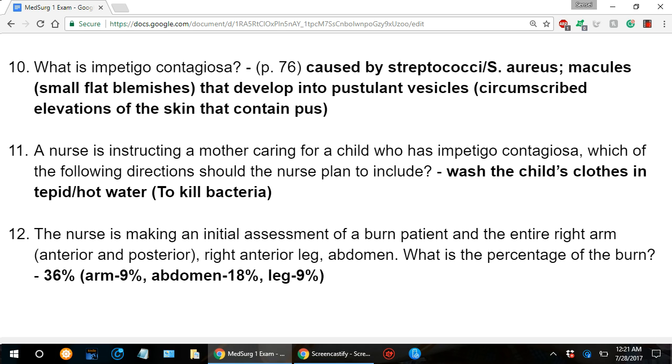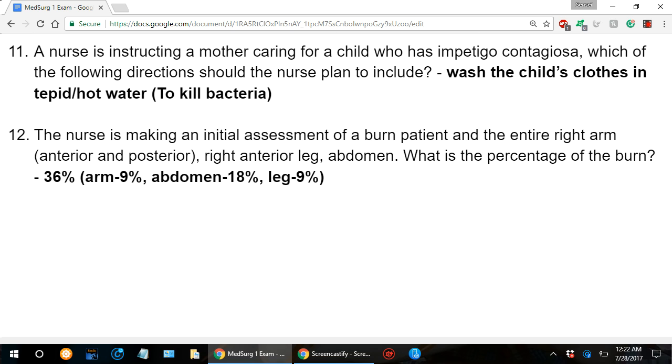A nurse is instructing a mother caring for a child who has impetigo contagiosa. Which of the following directions should the nurse plan to include? Wash the child's clothes in hot water. This is to kill bacteria.